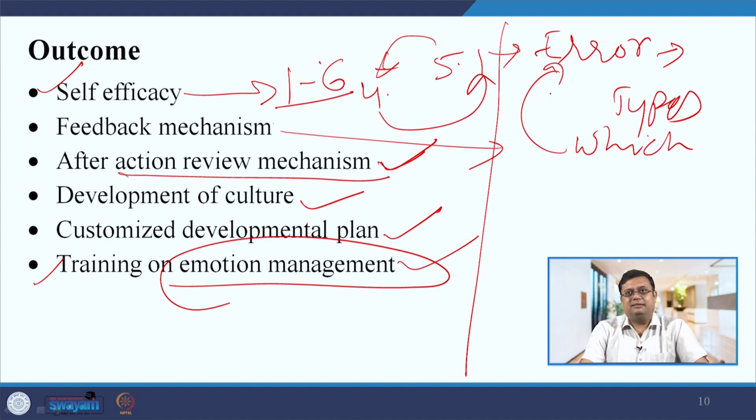So these are the things that you can develop, or you can make better management of this action review. You can develop a better action review mechanism, feedback mechanism, emotional management plan, customized development plan by analyzing the error. So I hope you would have understood this error management and various matrices related to the error, and how these error matrices can be used to develop the individualized customized development plan. So thank you.